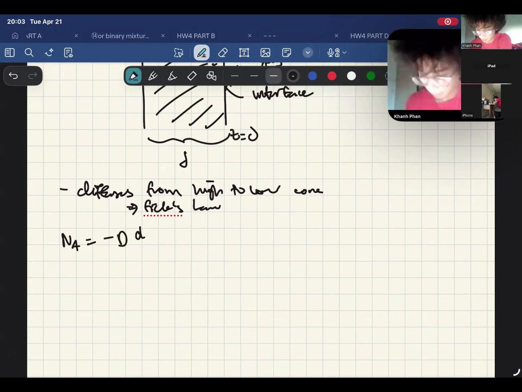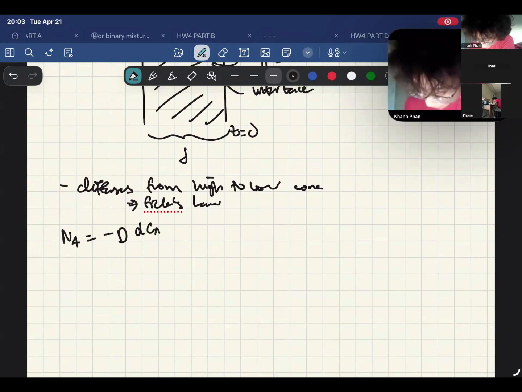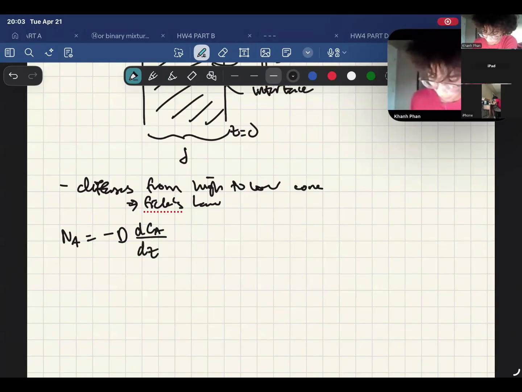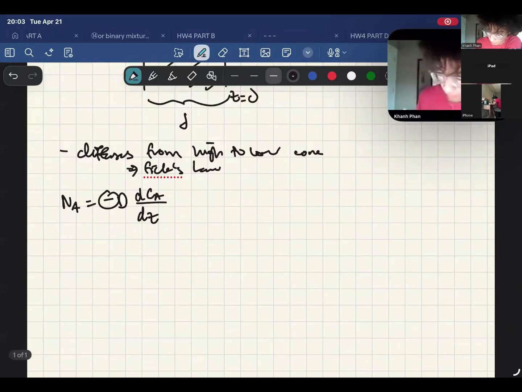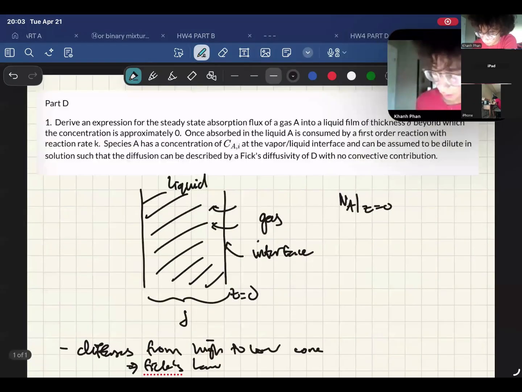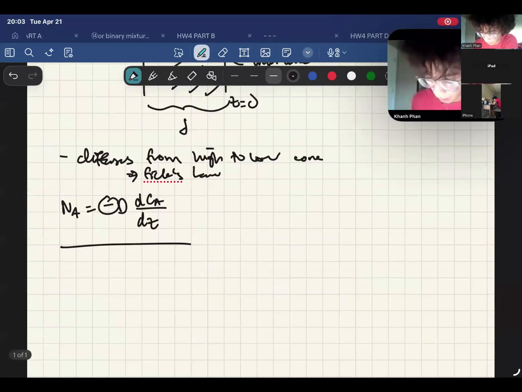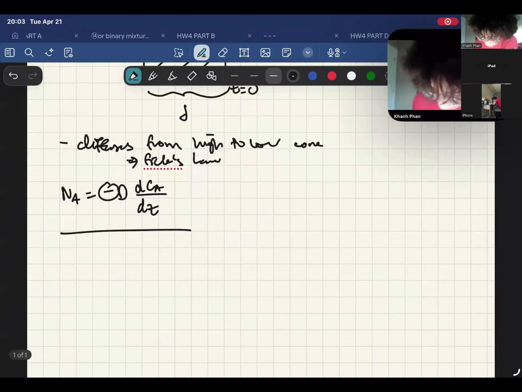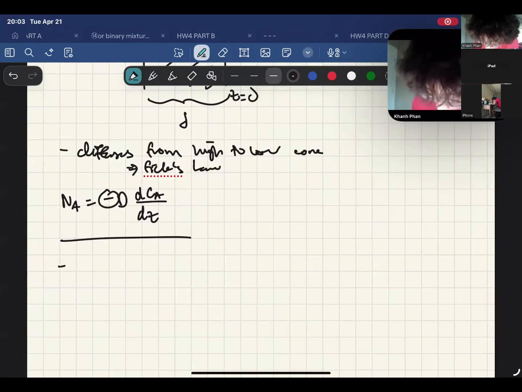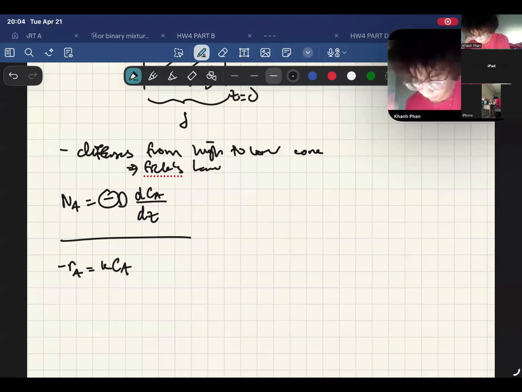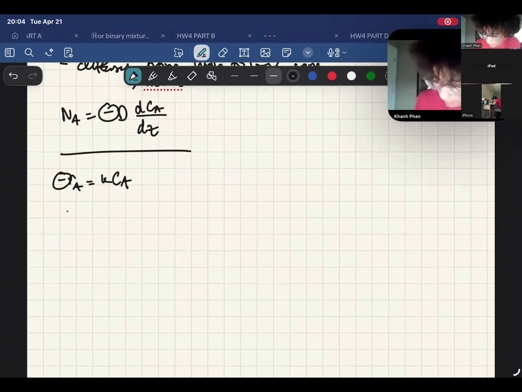So Fick's law gives flux NA equal to negative D times the derivative of the concentration of A over dz, with the negative sign. During the process, there is a first order reaction with reaction constant k. So we can write negative R_A, the reaction of A, equal to kCA. The reason there's a negative is because A is being consumed.